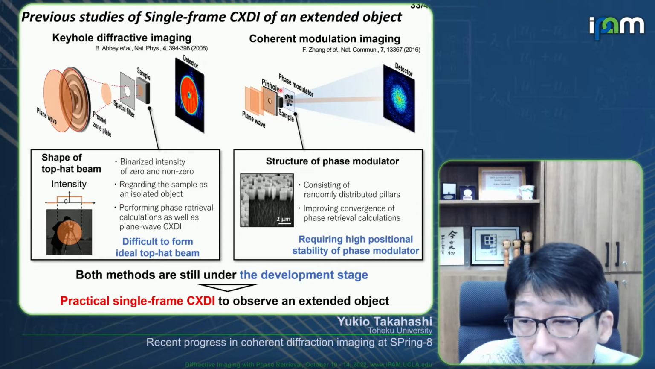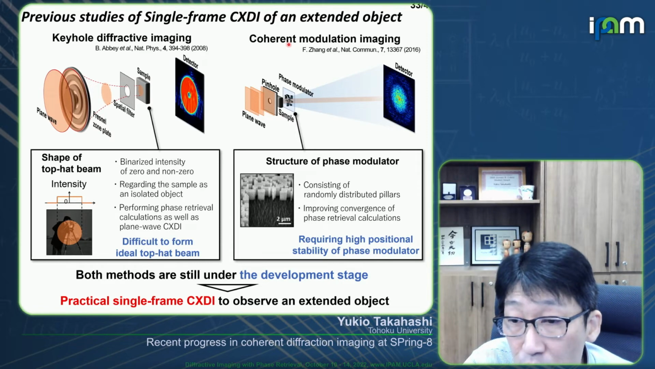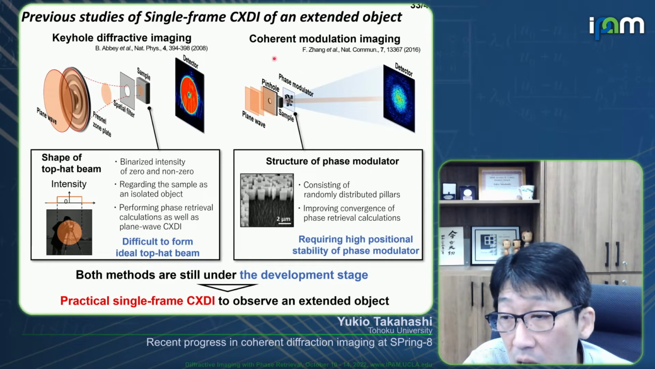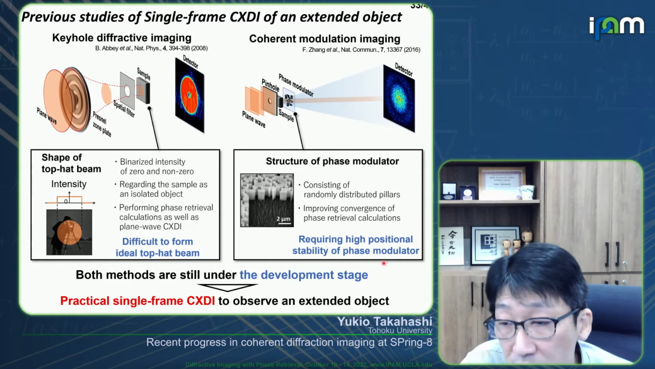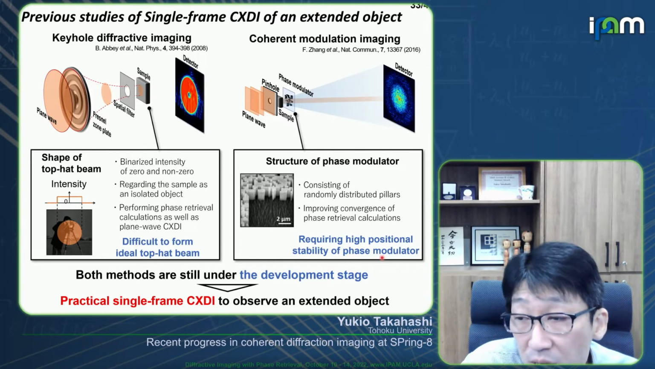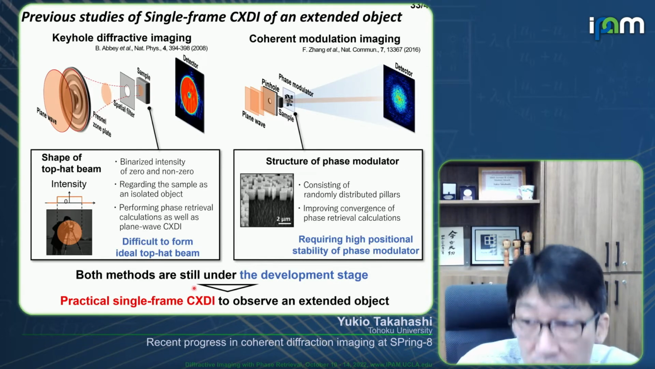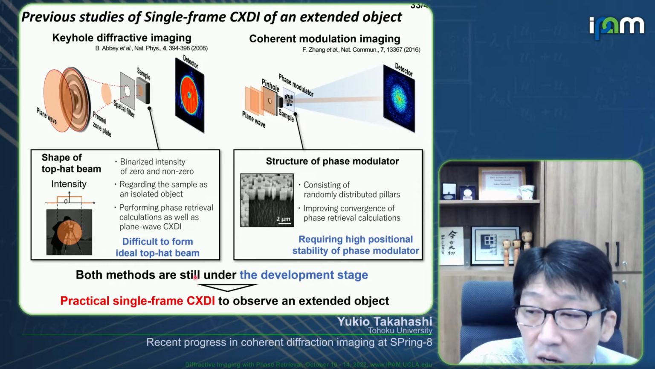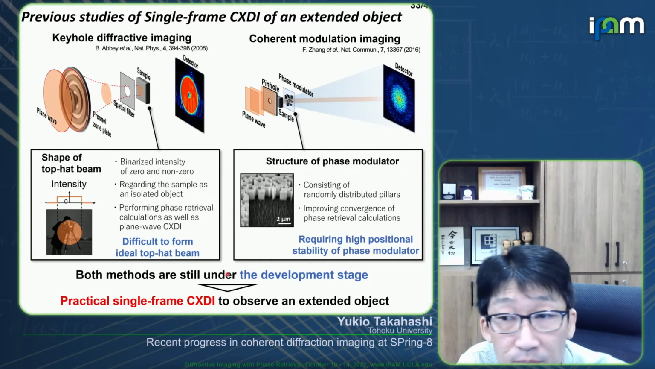On the other hand, coherent modulation imaging is a method improving the convergence of the phase retrieval calculation by placing a phase modulator behind the sample. So this method requires a high positional stability of the phase modulator. So both methods are still in the development stage. Now, a practical approach for single frame CXDI has been required.